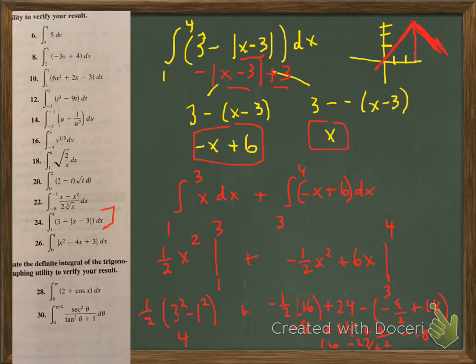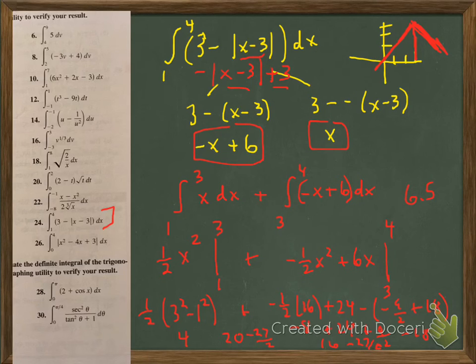So 20 minus 27 halves. Sorry, can't read that. 20 minus 27 halves, 27 halves is 13.5. 20 minus 13.5 is 6.5.